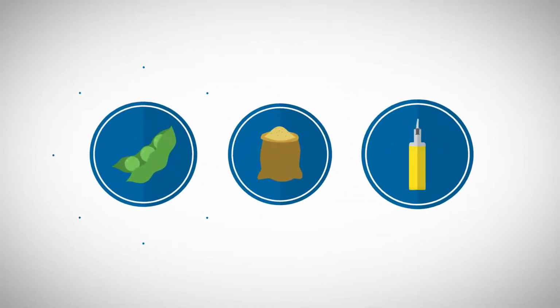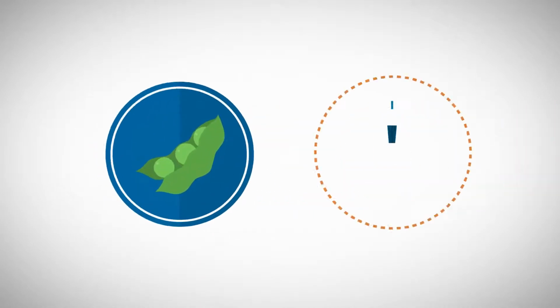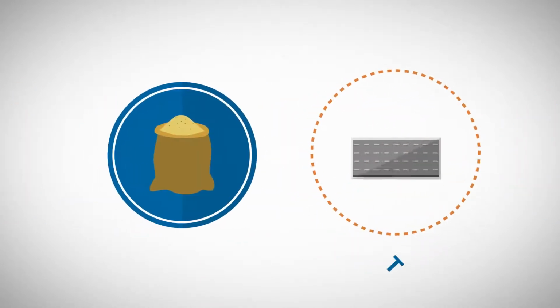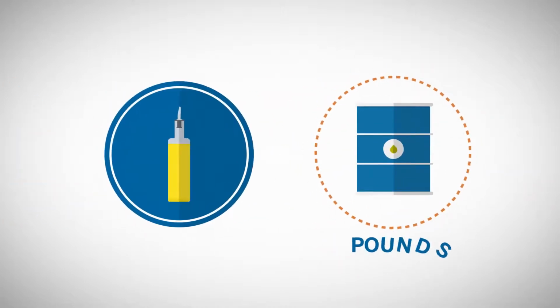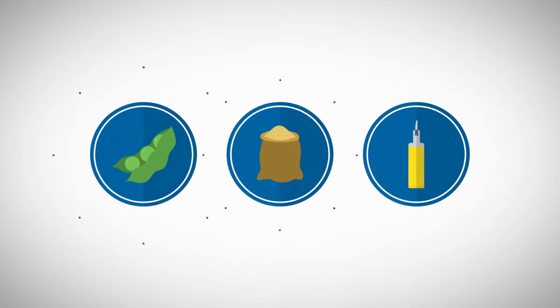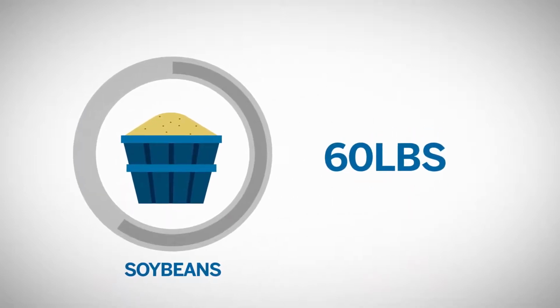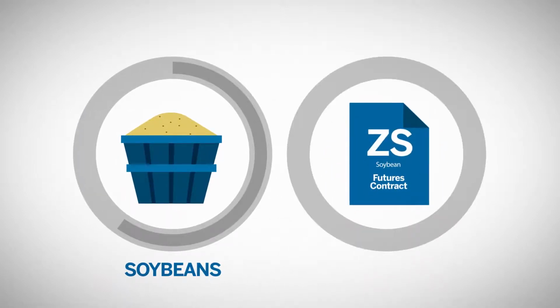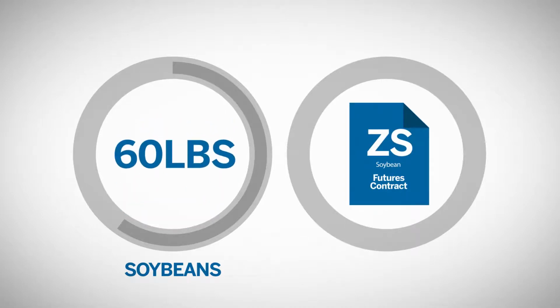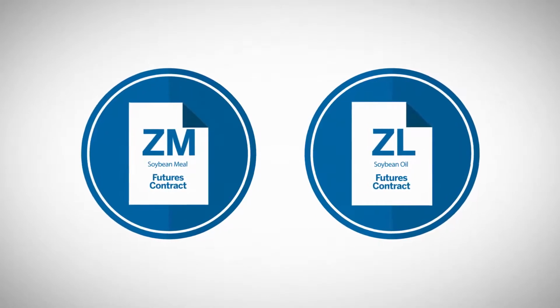First of all, soybeans, soybean meal, and soybean oil all trade in different units. Soybeans trade in bushels. Soybean meal trades in tons. Soybean oil trades in pounds. So in order to perform an accurate calculation, the prices of the three commodities need to be converted to a common unit. A bushel of soybeans weighs approximately 60 pounds. Since soybean futures are priced per bushel, we can alternatively think of the soybean futures price as the price per 60 pounds of soybeans.